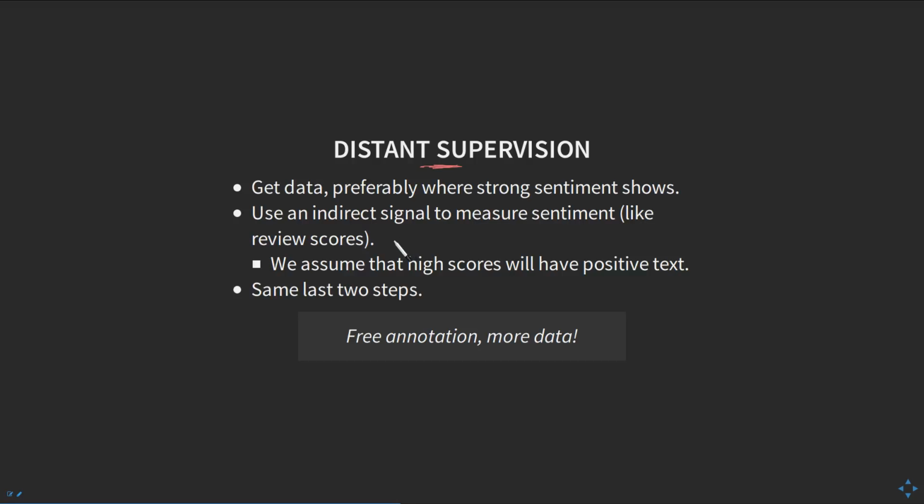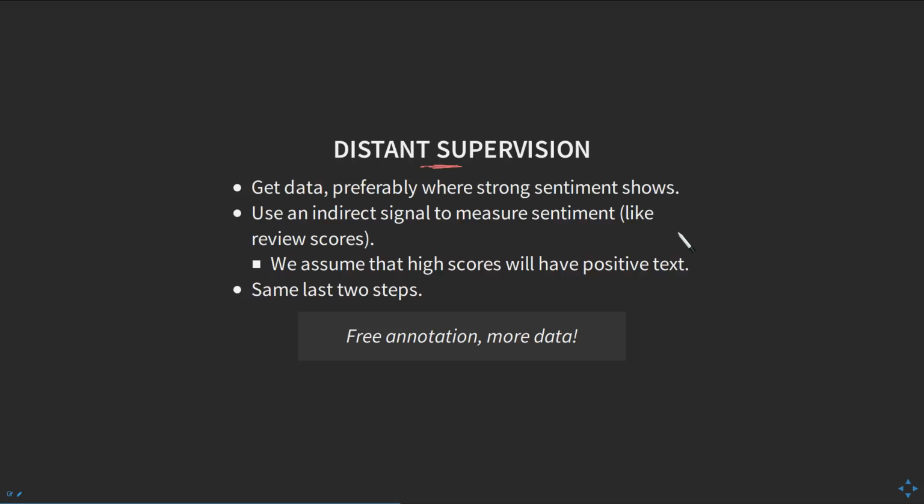There might be very positive sentences in there as well, but we assume that overall these review scores will be correlated with the sentiment. If there's a very low review score for a bad movie, overall we assume that this has a negative sentiment, so that the majority of the document which we label to be negative is actually negative. And subsequently we assume that high scores will also have positive text.